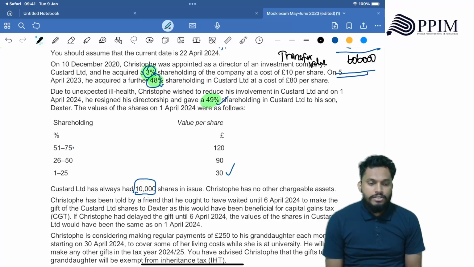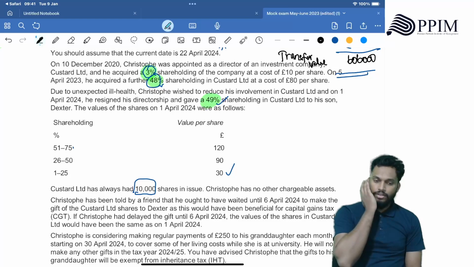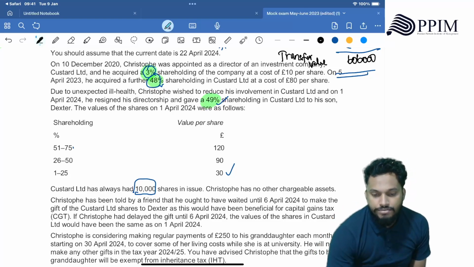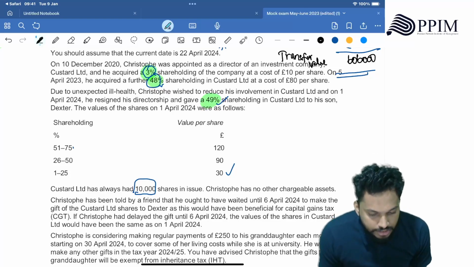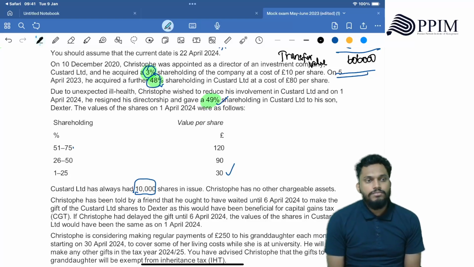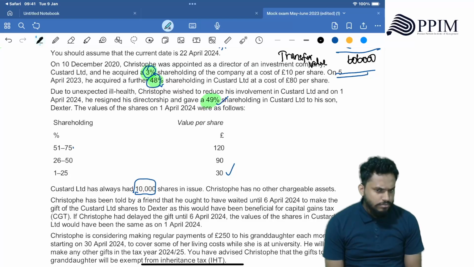Okay. Now, Christopher has been told by a friend that he should have waited to make the gift of the Custard Limited shares to Dexter, which would have been beneficial for capital gains tax. If Christopher had delayed the gift until 6th of April, what would the value of the shares have been? Technically, Custard Limited has how many shares? 10,000 shares. So they're asking the transfer of value, right? So we have to do that.